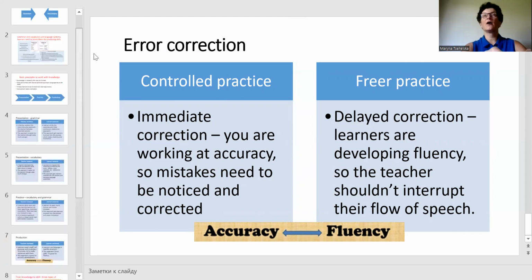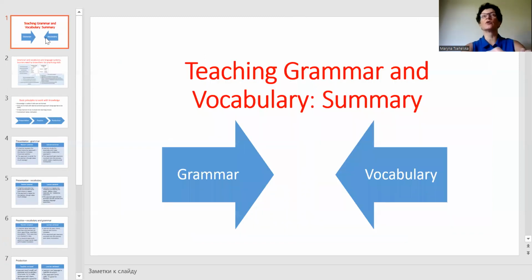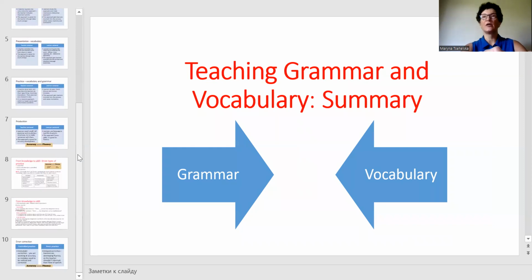So while we are completing this part on teaching grammar and vocabulary, I would like to remind you that you choose between teacher-centered and learner-centered approach. You remember about the motivation, and you also choose how to correct your learners' mistakes, because this is very important for their skill formation.